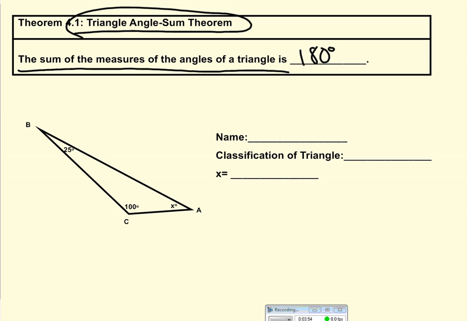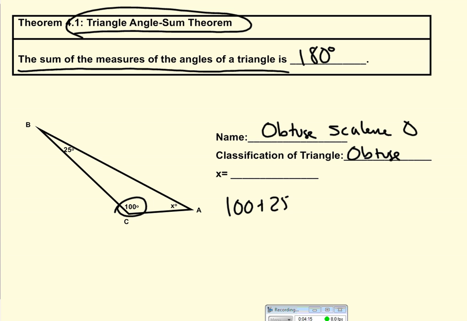So let's look at this thing. The name is going to be obtuse. Now, all three of these are different lengths, so that's going to be a scalene triangle. The classification of the triangle is going to be obtuse. And x has got to equal, well, 100 plus 25 plus x has got to equal 180. So I'm going to subtract from 125. So x has got to be 55.